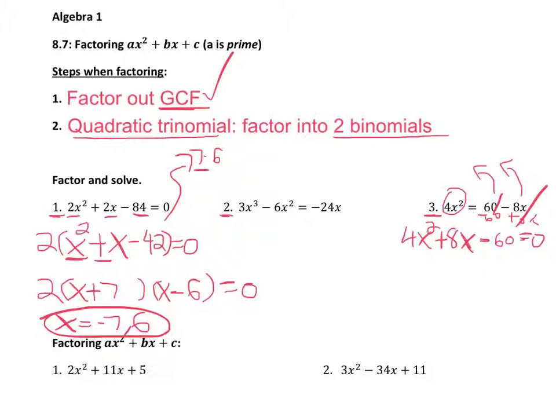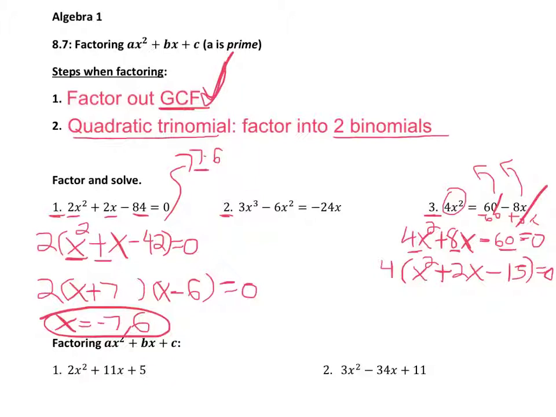So once I have it set equal to 0, then I follow the steps when factoring. So I want to factor out the GCF. Well, if I look at 4, 8, and 60, the biggest number that goes into all three of them is 4. So I'm going to pull out the 4. Then I'm going to get a quadratic trinomial on the inside. I'm going to get x squared plus, 4 goes into 8 2 times, so it's 2x. And then minus, 4 goes into 60 15 times. So I have it set equal to 0. So again, I have this first check mark. I factored out the GCF.